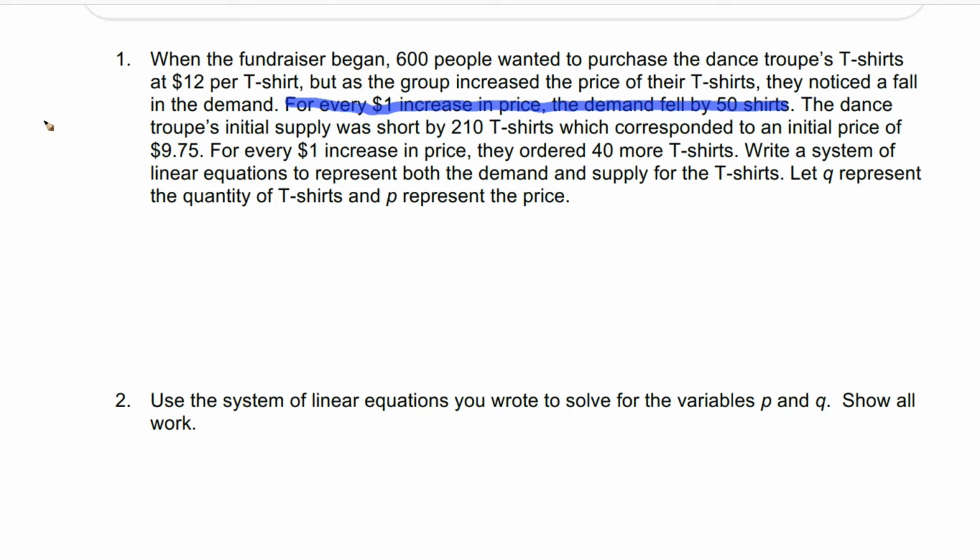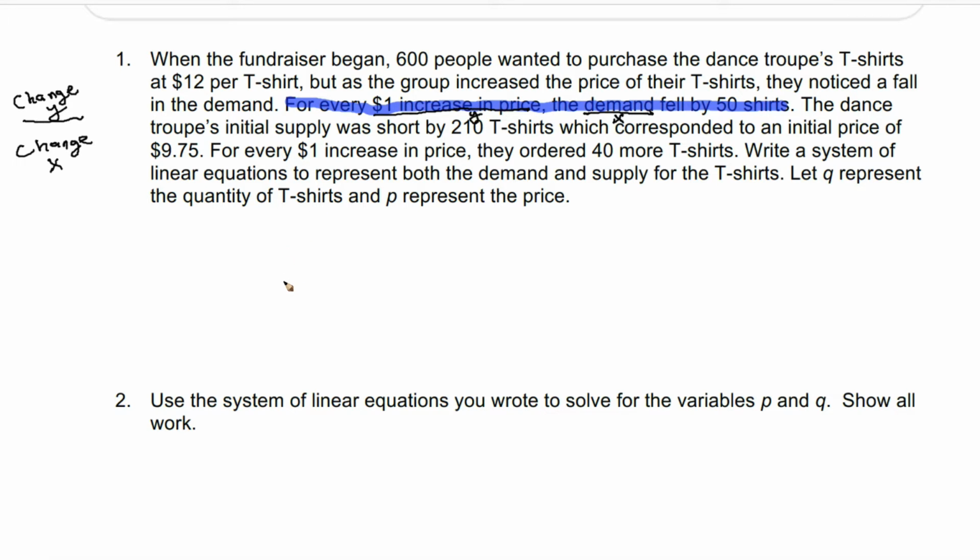So if we do our slope, we have change in Y over change in X. And X is our demand. Okay? X is demand. Y was our price. We saw that on the graph.